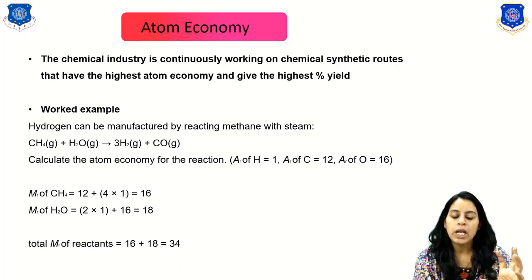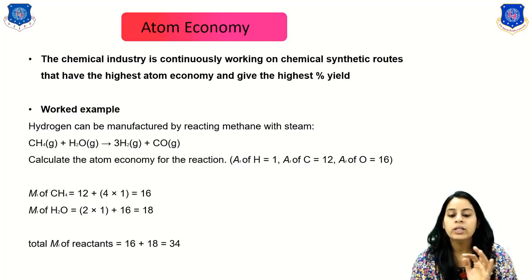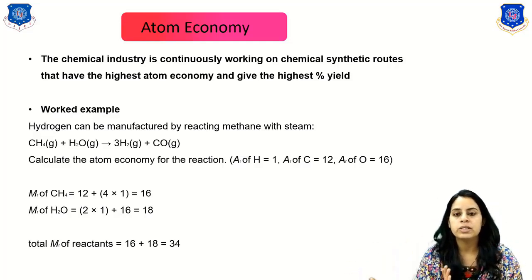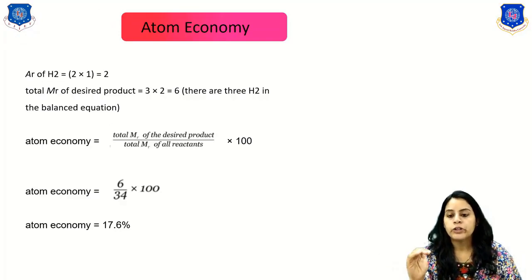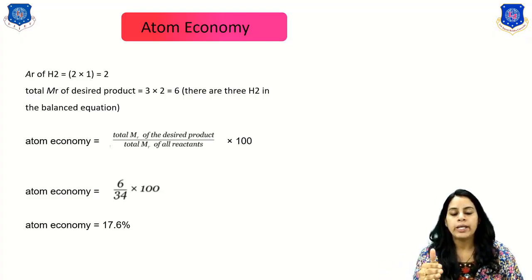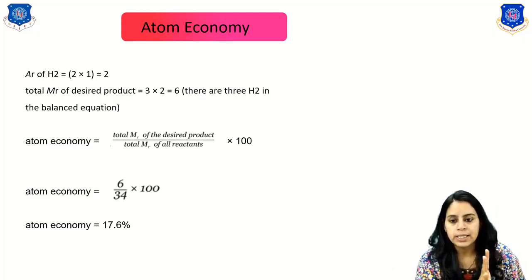Now the total molecular weight of the reactants is 16 plus 18, because on the left hand side the chemical reaction is CH4 plus H2O. So on this side the total molecular weight is 34, right? Now the atomic weight of hydrogen is 1, so H2, 2 hydrogens, is 2 into 1, which equals 2. Now we find the balance: the total molecular weight for the balanced equation. Here 3H2, so 3 into 2, which is 6, right?